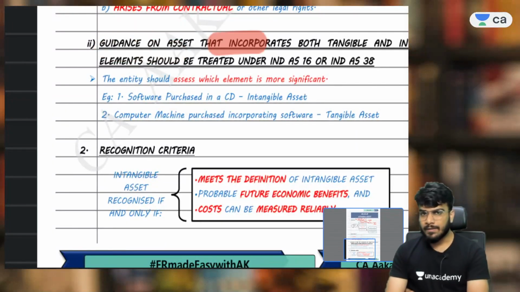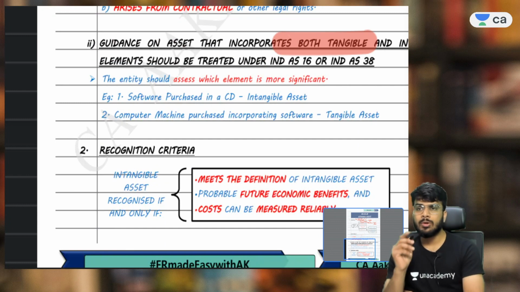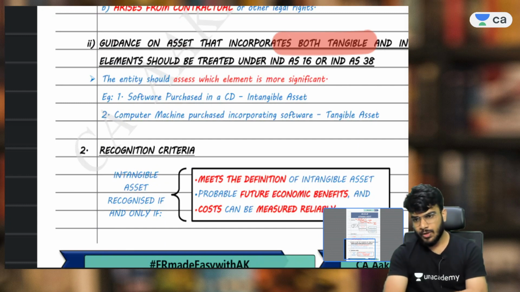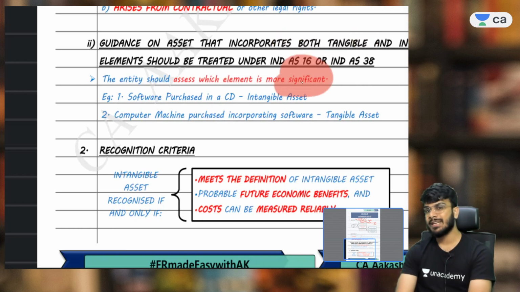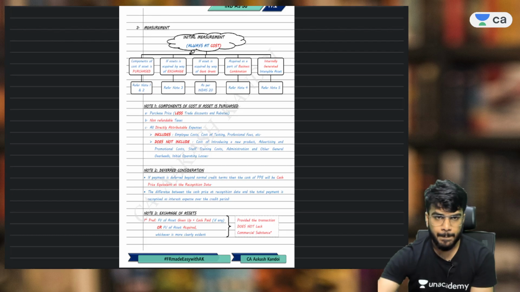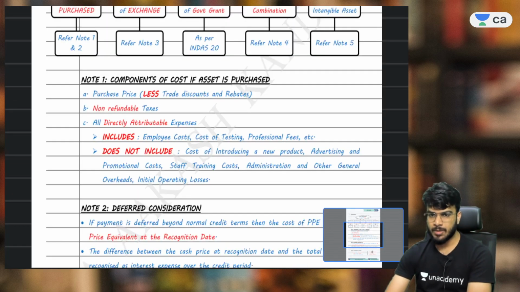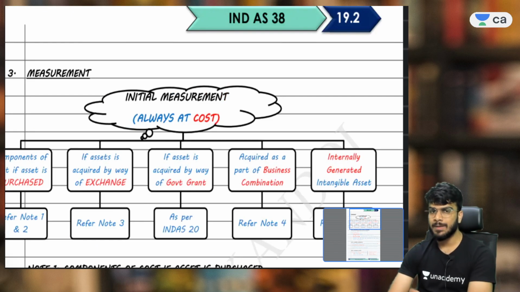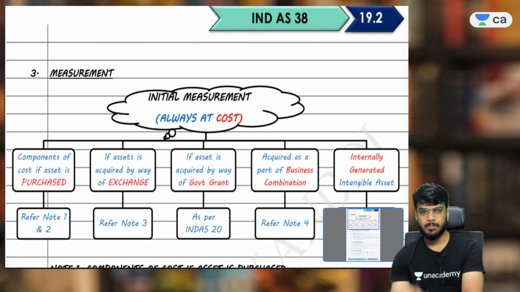Now, one guidance is given. What if any asset has both tangible and intangible elements? What is to be done in that case? In that case, we should assess which is the more significant element. Examples are given here. Recognition criteria, it is the same as PPE, right? We move on towards measurement. Measurement is very similar to PPE. We will only discuss the differential points, right?